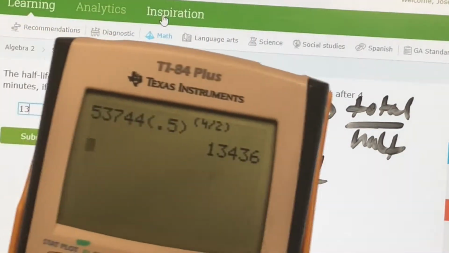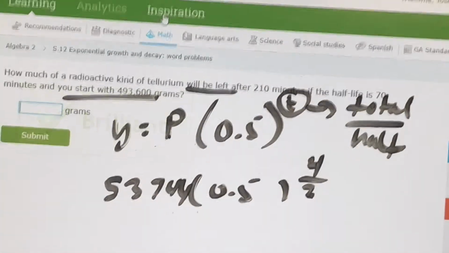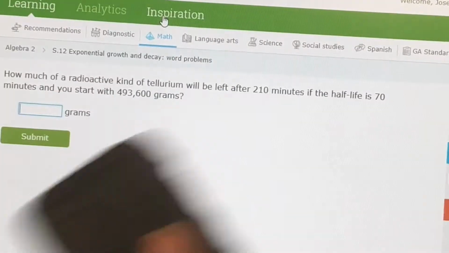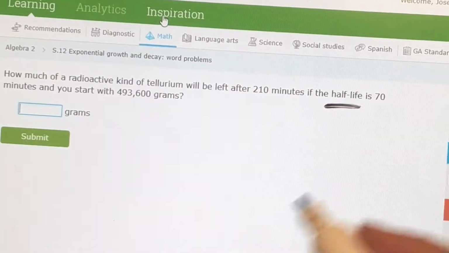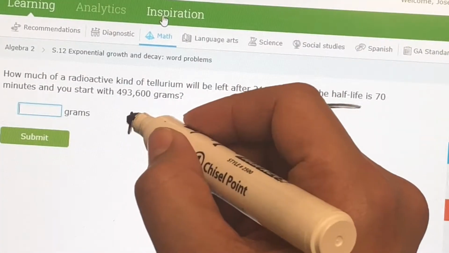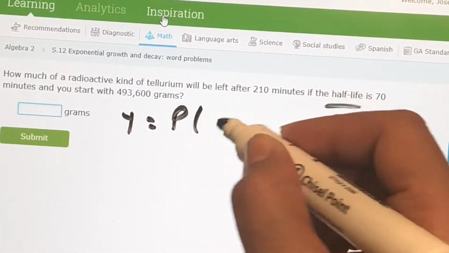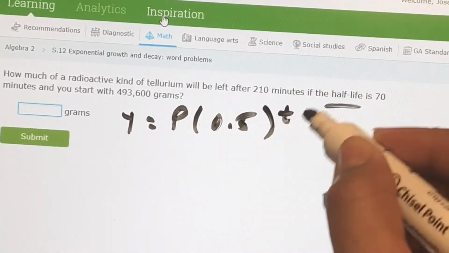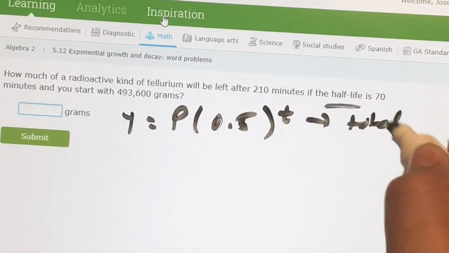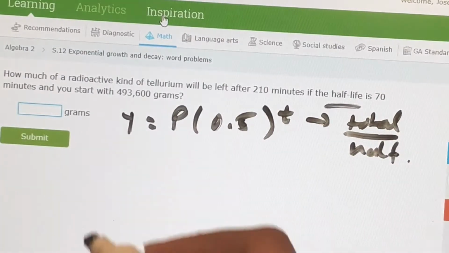So 13436. All right, again, just skim through it. I see half-life, so that's my formula for half-life, which we just wrote down. Y equals P times 0.5 to the T, where T is your total over your half-life. All right, and then just fill in the numbers.